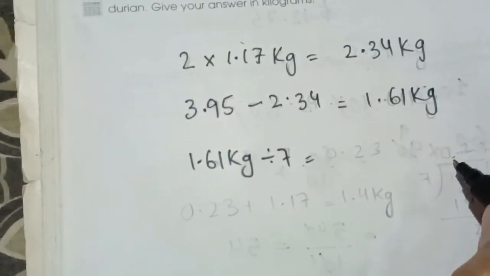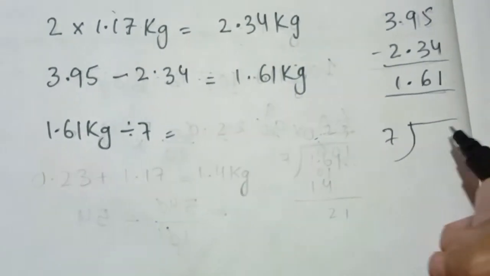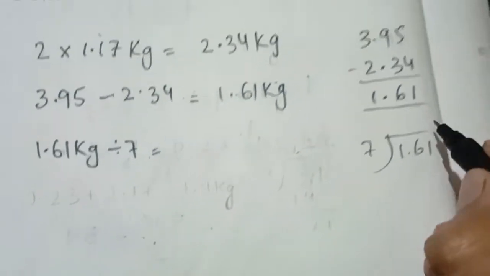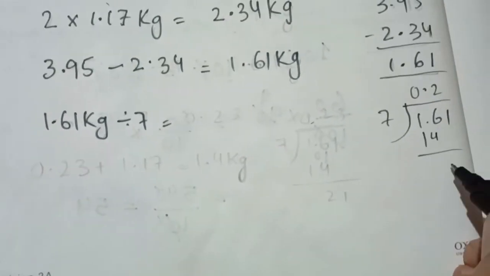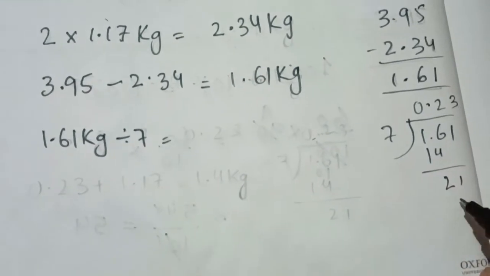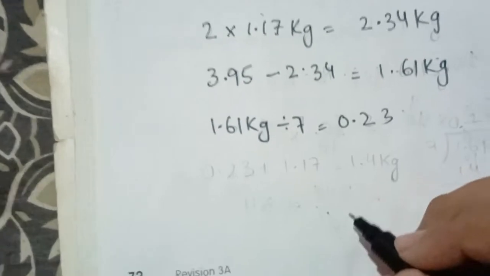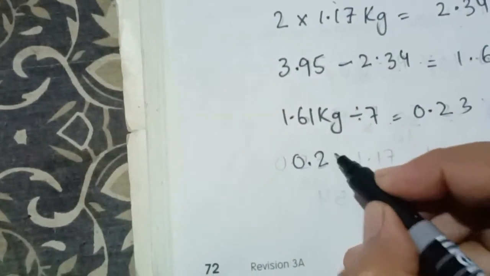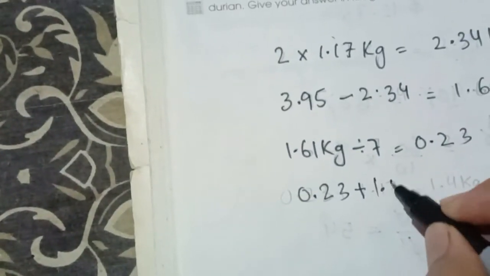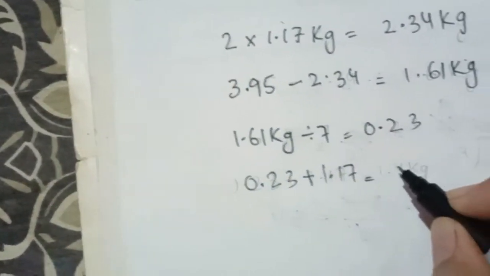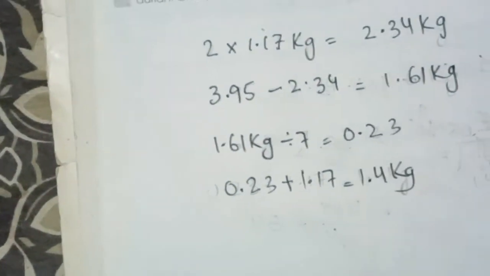Let's divide. 1.61 divided by 7: 0.14, 2 and 1, 3, 21. So the answer is 0.23. 0.23 plus this amount, 1.17. So the answer is 1.4 kg.